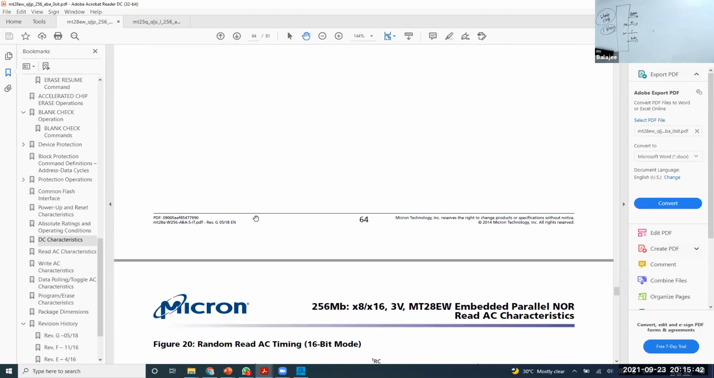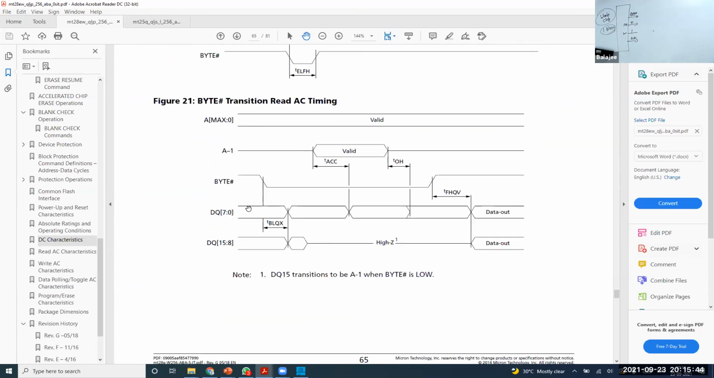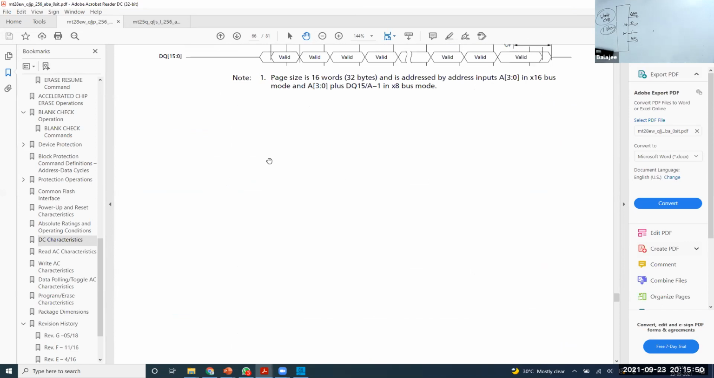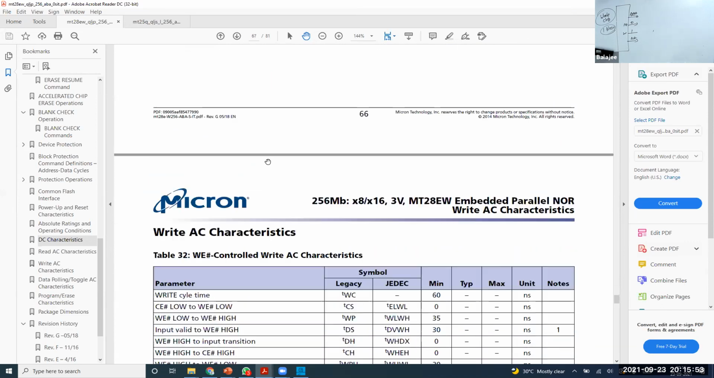Try to understand. Read this data sheet and try to understand it. Read this data sheet fully from page 1 to the end. Don't try to understand it by skipping pages. That does not work.